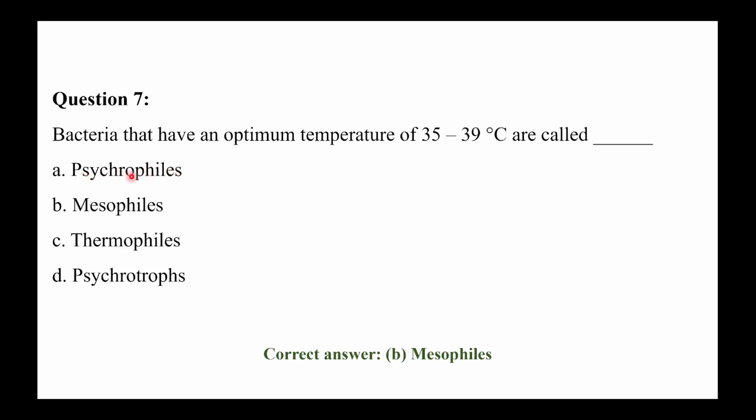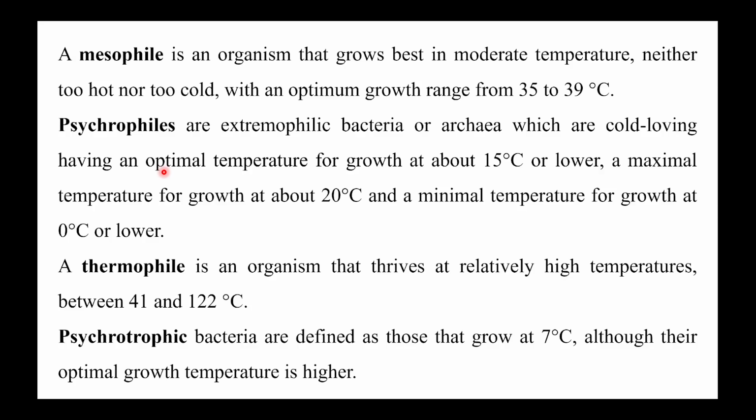Okay. So psychrophiles are the bacteria that can grow at colder temperatures. They can grow at about 15 degrees Celsius or lower than that. Psychrophiles are extremophilic bacteria or archaea, which are cold loving and have an optimal temperature for growth at about 15 degrees Celsius or lower, maximal temperature for growth at about 20 degrees Celsius, and minimum at about 0 degrees Celsius. So psychrophiles are basically cold loving.